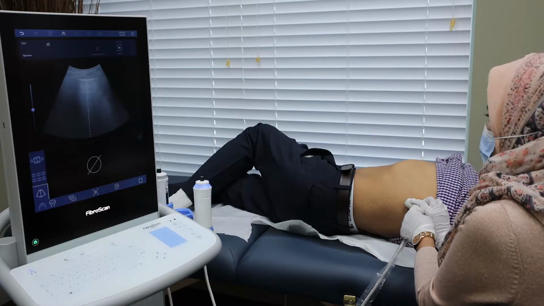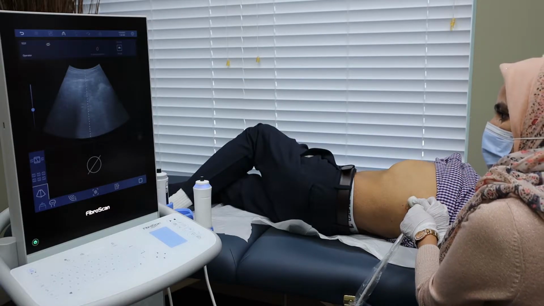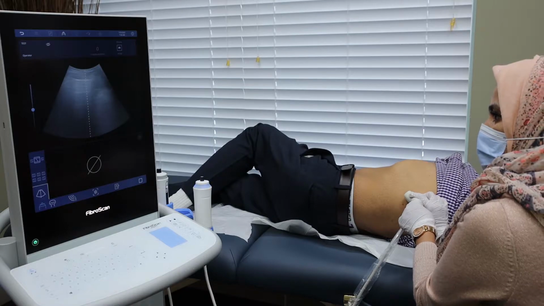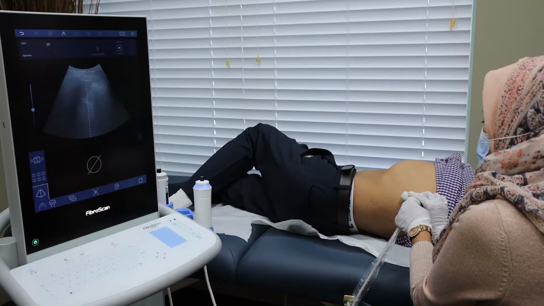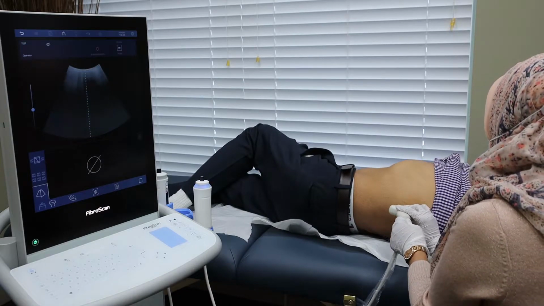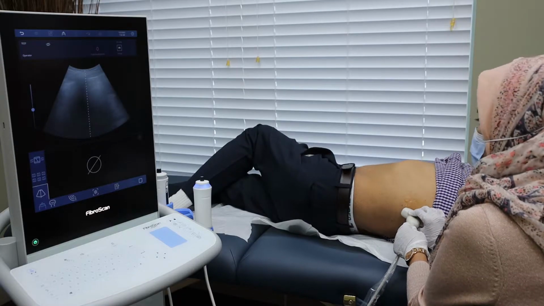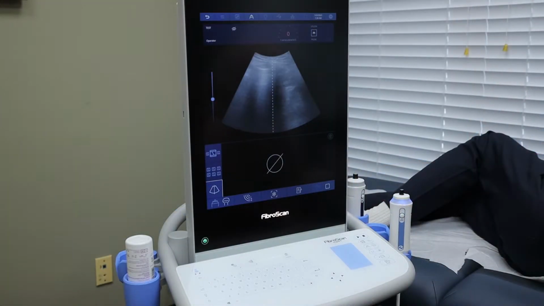The probe then needs to be rotated clockwise to place it along the intercostal space. We need to move and rotate the probe in various directions until we find the center of the spleen. The spleen is always anterior to the left kidney.